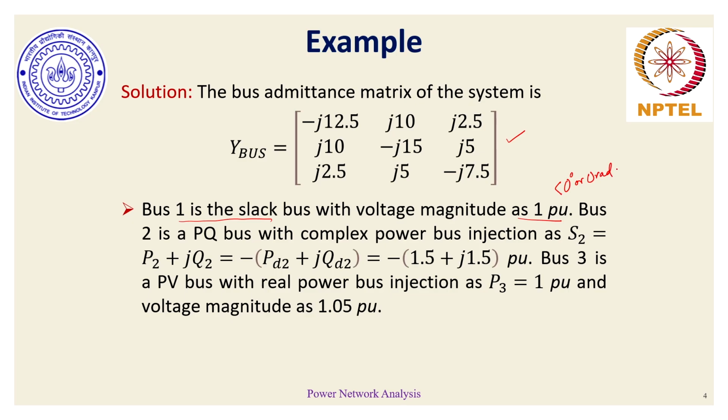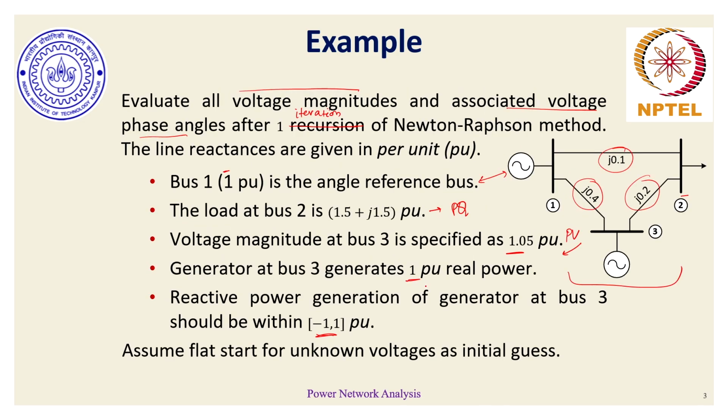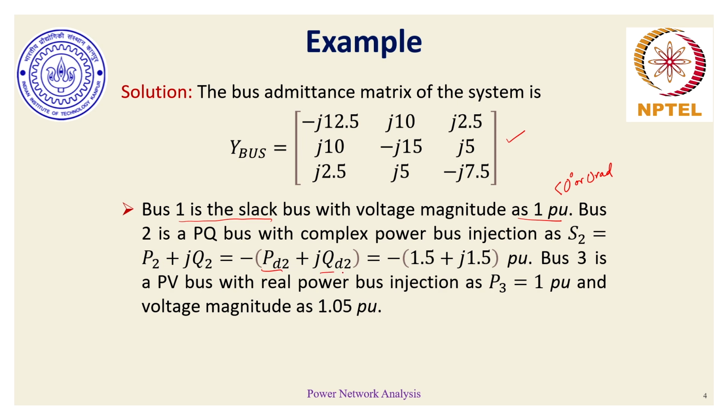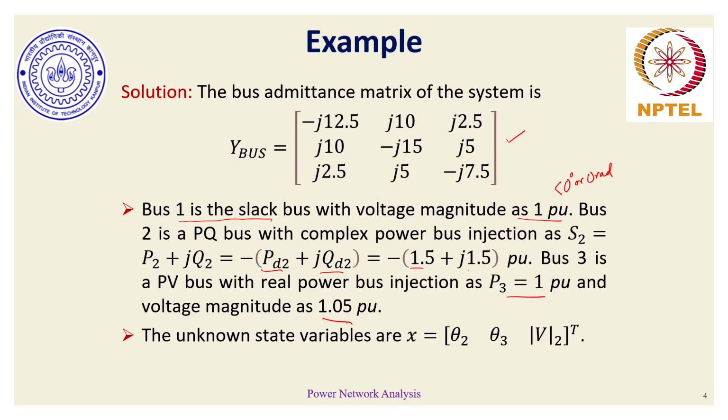Bus 2 is a PQ bus, it's only a load bus, so the values -1.5 and -1.5 given over here are the respective real and reactive injections at the corresponding bus 2, the PQ bus. Bus 3 is a PV bus, so its P is given, voltage magnitude is given. The unknowns are 3: the voltage phase angles of bus 2 and bus 3 and the voltage magnitude of bus 2. Voltage magnitudes of bus 1 and bus 3 are given or specified.